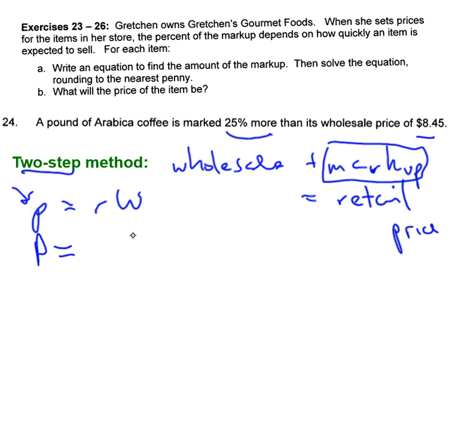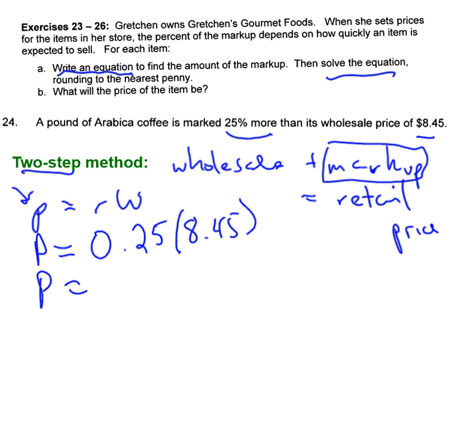So we have P equals, we make our 25% into a decimal, and the whole is... so we've written our equation, and now we're going to solve the equation. So P equals 2.1125 is what my calculator gives me, but then we're asked to round to the nearest penny. Nearest penny is right here, so I'm going to round down because the number next to it is less than 5. So I'm going to say that the part is $2.11.